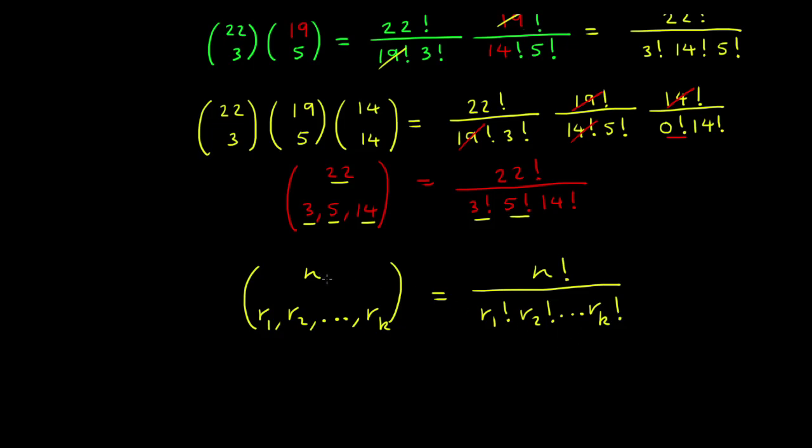So this is the number of ways of putting n distinct objects into k categories. So r1 goes in category 1, r2 goes in category 2, and rk goes in category k. Noting that the sum of r1 to rk is equal to n, where we've allocated all the members to those categories.